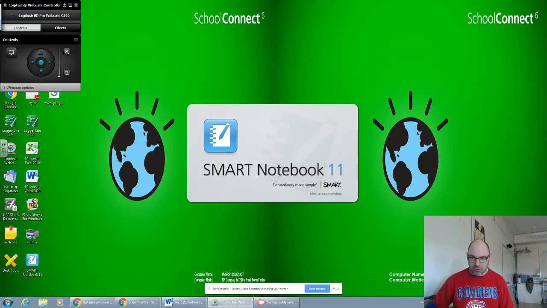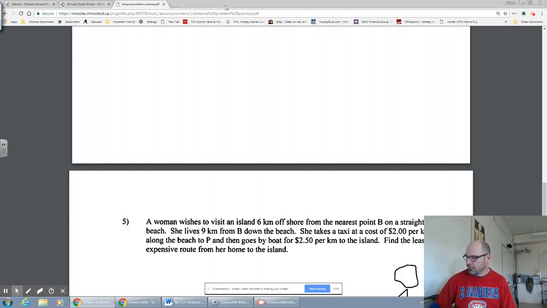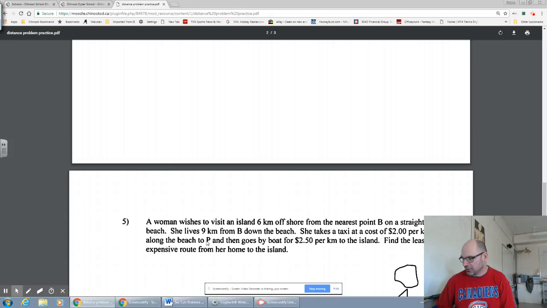So I'll bring over number 5 here as our Blackboard comes open. So this is a question here. A woman wishes to visit an island 6 kilometers off the shore from nearest point B on a straight beach. She lives 9 kilometers from B down the beach. She takes a taxi that costs $2 per kilometer along the beach to P and goes by boat for $2.50 per kilometer to the island. Find the least expensive route.